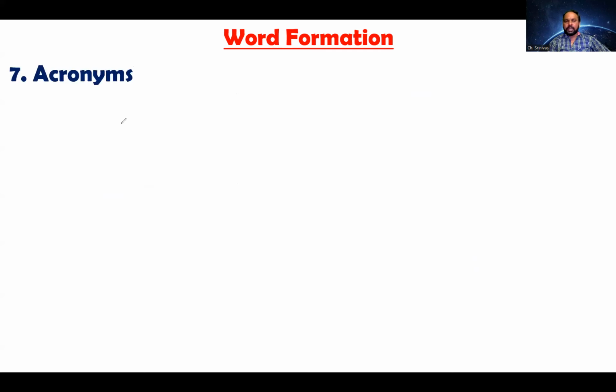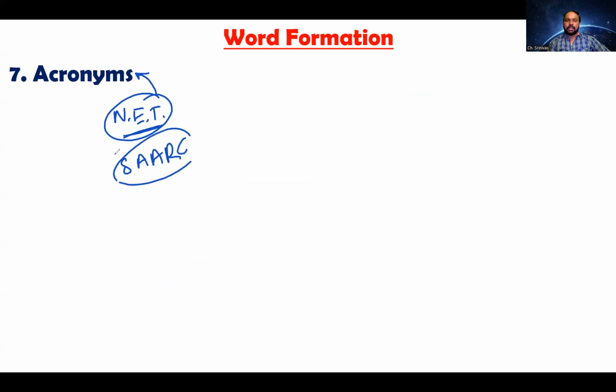Acronyms we know very well. For example, national eligibility test, we call it NET. NET is nothing but an acronym, not an abbreviation. We have SARC. SARC is nothing but an acronym. Acronym ki example ga cheppukuntamu. UNESCO, UNICEF. Okay, these are some of the examples for the acronyms.